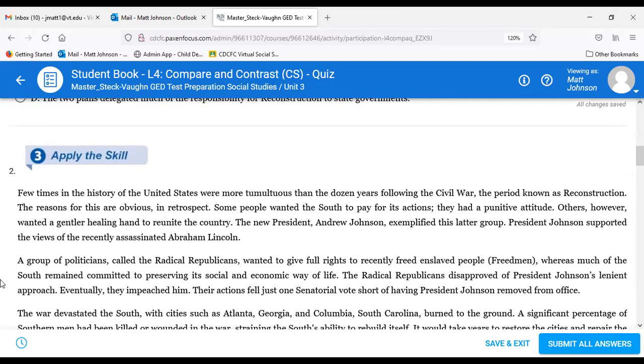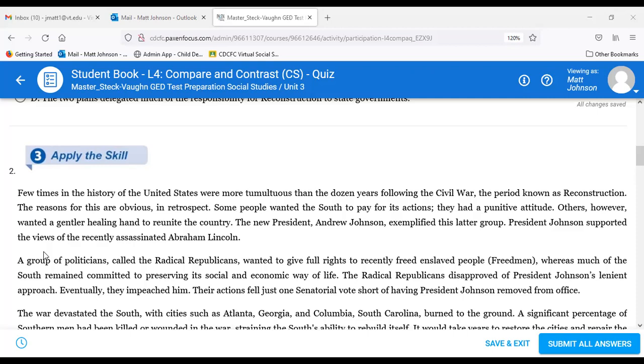Yes. Few periods in the history of the United States were more tumultuous than the dozen years following the Civil War, the period known as Reconstruction. The reason for this is obvious in retrospect. Some people wanted the South to pay for its actions. They had a punitive attitude. Others, however, wanted a gentle, healing hand to rejuvenate the country. The new president, Andrew Johnson, belonged to this latter group. President Johnson supported the view of the recently assassinated Abraham Lincoln.